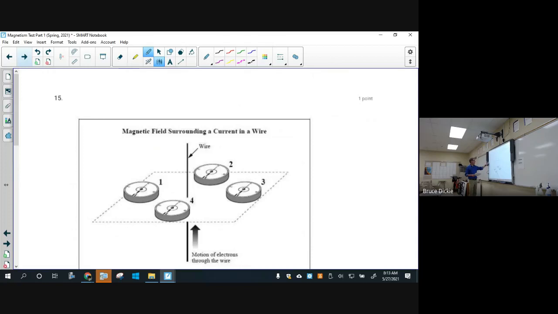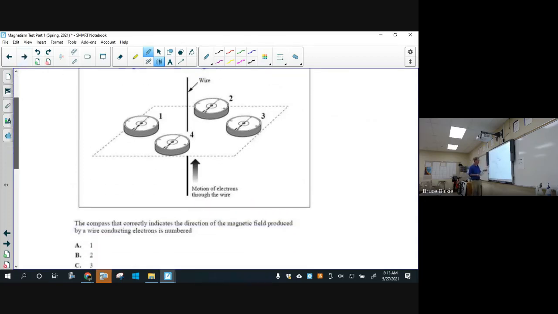Magnetic field surrounding a current in a wire. We're talking about electron current here. So if we're going to use a hand rule, this is going to be a left-hand rule. Now, in the end, there's two things that you've got to recognize for this question. First of all, the direction of the magnetic field is defined as the direction that a compass points when placed in the field.